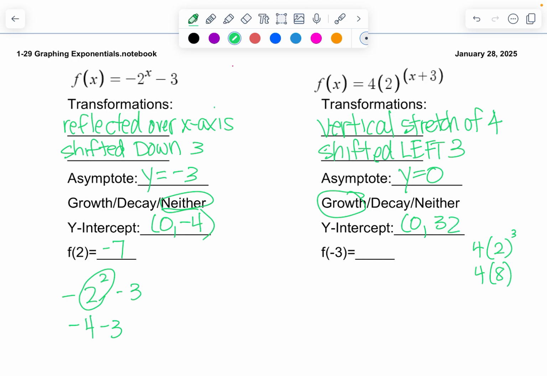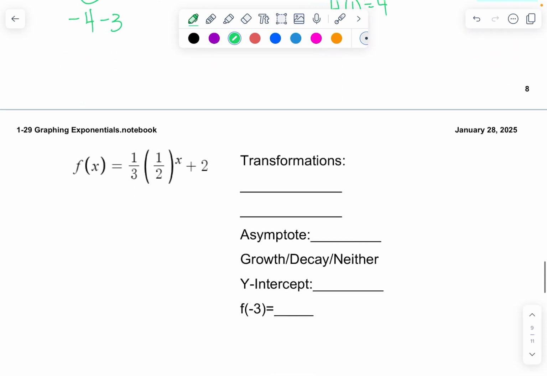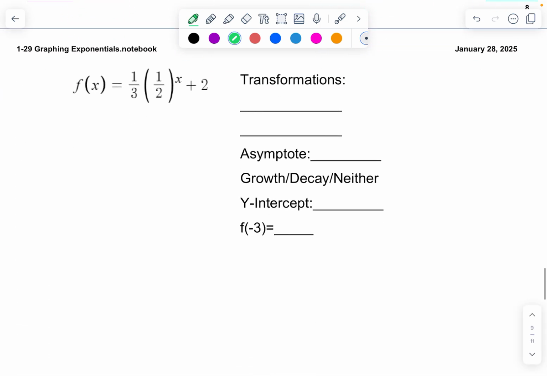And then the same thing we could do to find f of negative 3. We could say 4 times 2 to the 0, because if I put negative 3 in for x, I get negative 3 plus 3, which is 0. And 4 times 2 to the 0, well, 2 to the 0 is 1, so that is just 4. But again, you can get that from the table as well.